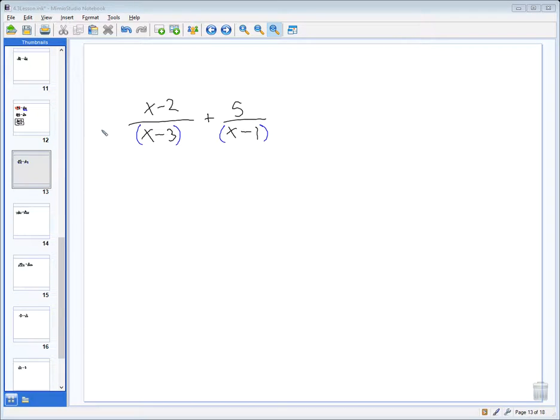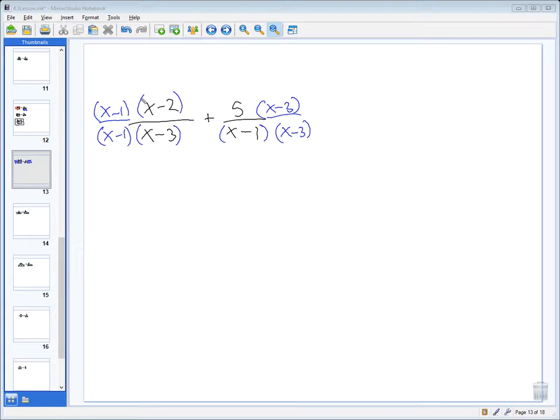So this one on the left is going to need to be multiplied by x minus 1 on top and bottom. And the one on the right is going to need to be multiplied by x minus 3 on top and bottom. Again, x minus 1 over x minus 1, that's just 1. And this fraction over here was just 1.